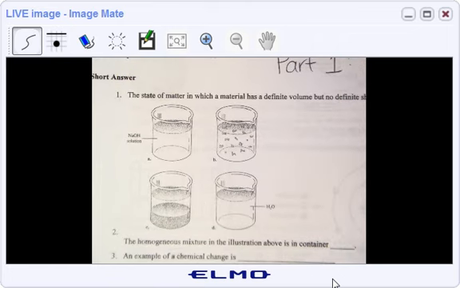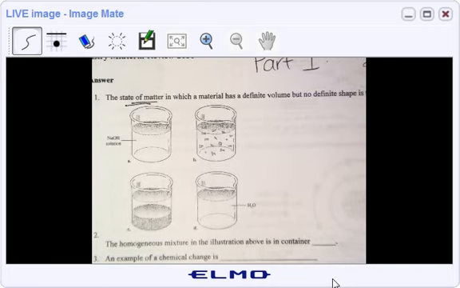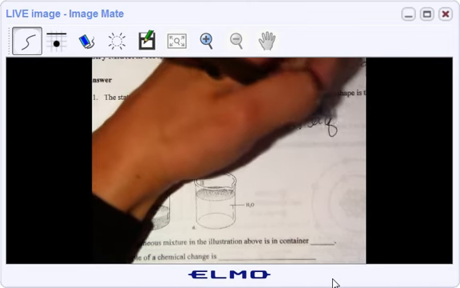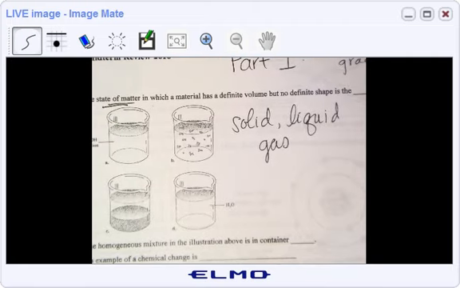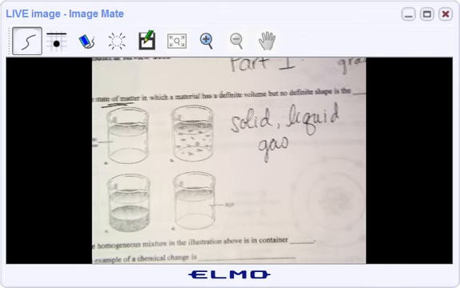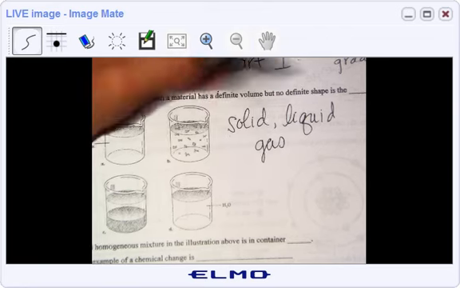Okay, we're going over the midterm review part 1, question number 1. The state of matter in which material has a definite volume but no definite shape. So it says states of matter. What are our 3 options for states of matter? Okay, solid, liquid, and gas. Out of these 3, it says it has a definite volume. So solid fits. Solid has a definite volume. But does solid have no definite shape? No, solid has a definite shape. So that's why that one's out.